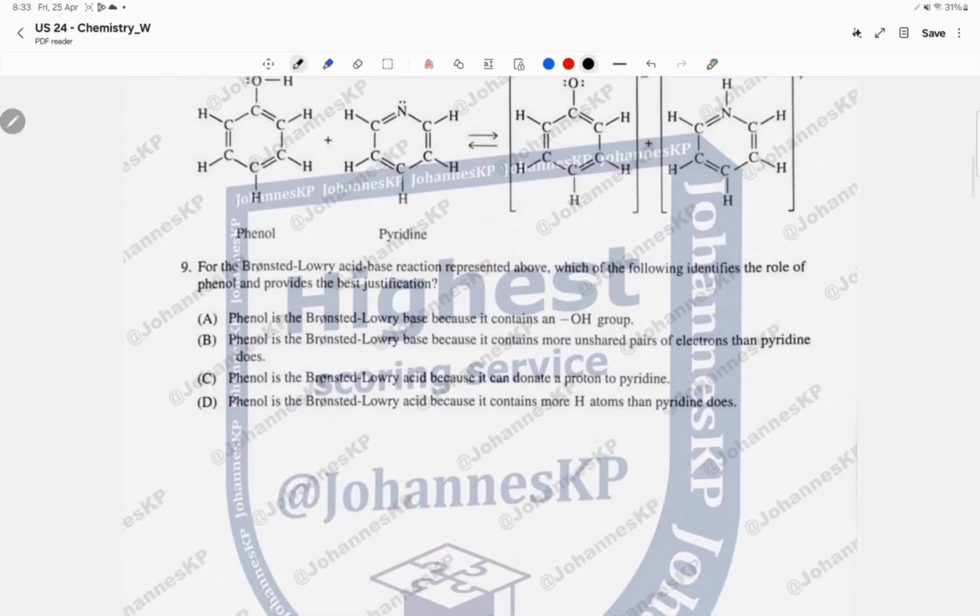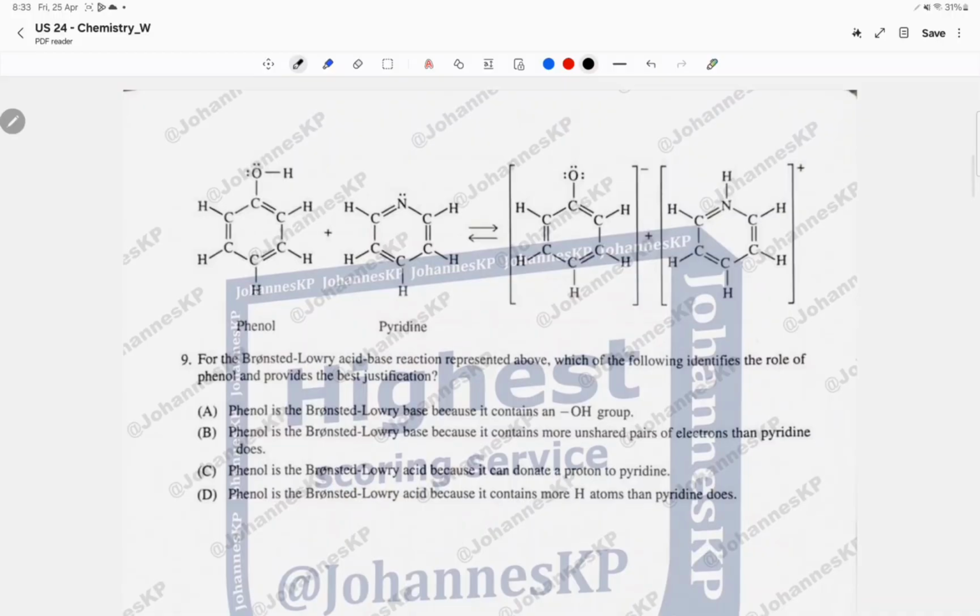Question 9. For the Bronsted-Lowry acid-base reaction presented above, which of the following identifies the role of phenol? Well, phenol does lose this hydrogen. That's why it becomes negatively charged. So it's going to be basically acting as a proton donor. And that means it's going to be acting as a Bronsted-Lowry acid. Yep, so C.